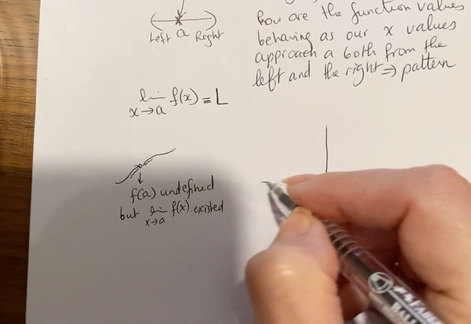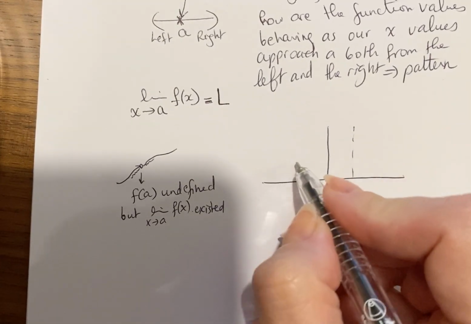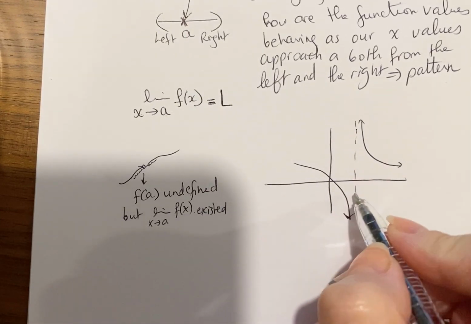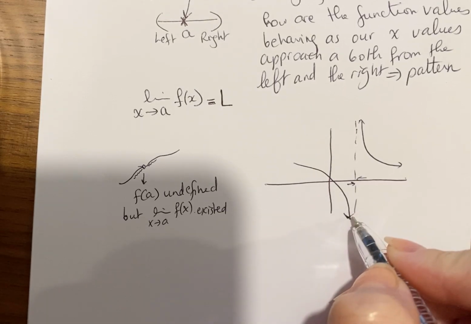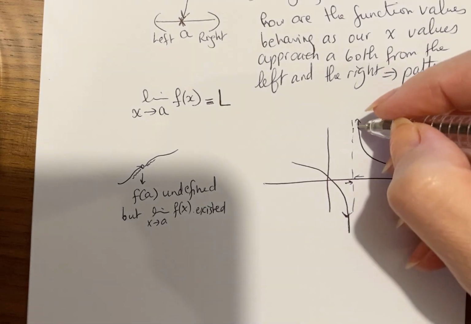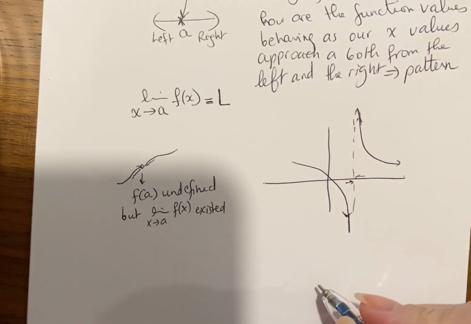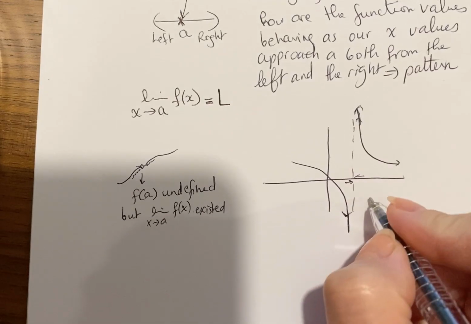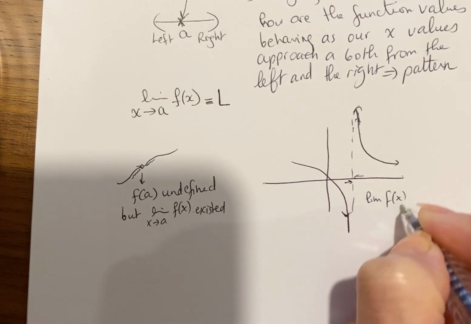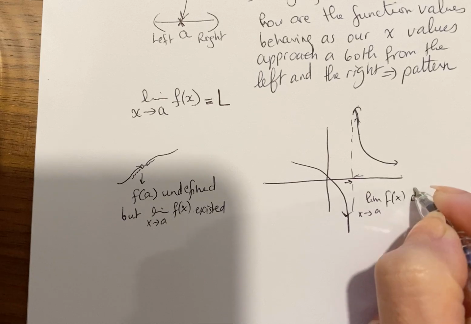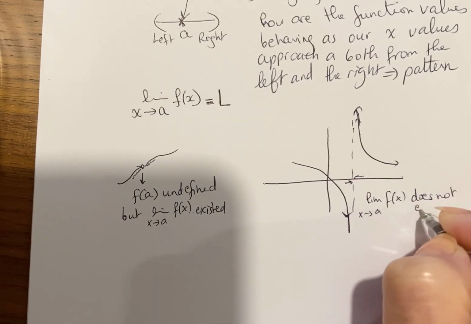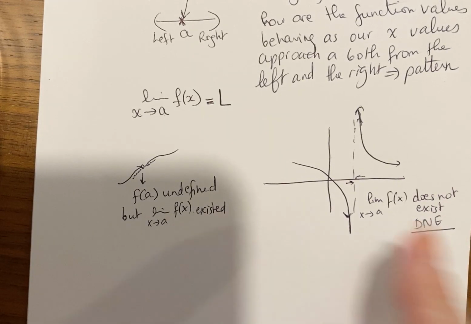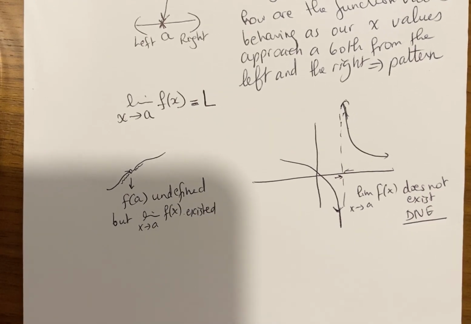Whereas, just as a reminder, when we had cases like these, we noticed that as we approach a from the left and the right, the function values are either decreasing without bound or increasing without bound, which means the left limit is negative infinity, the right limit is positive infinity, which means that the limit of f of x as x approaches a does not exist, usually abbreviated by DNE. And so many other examples. You can refer to yesterday's session.